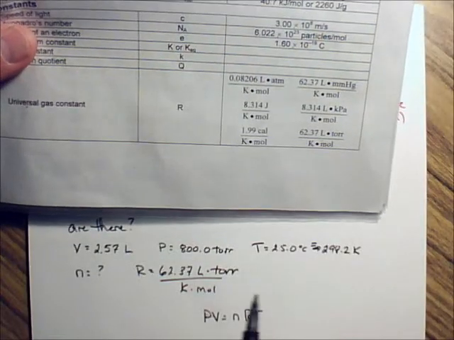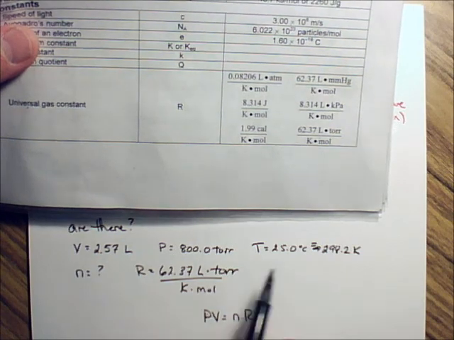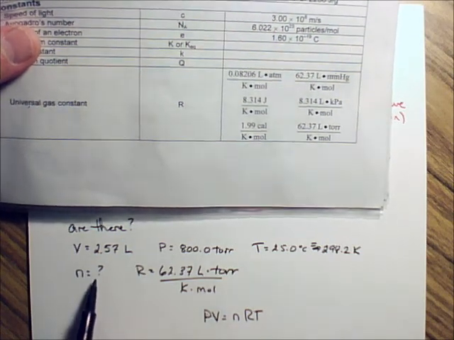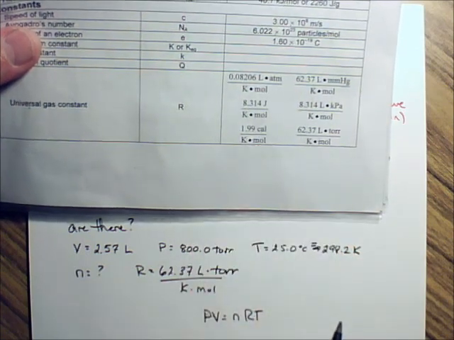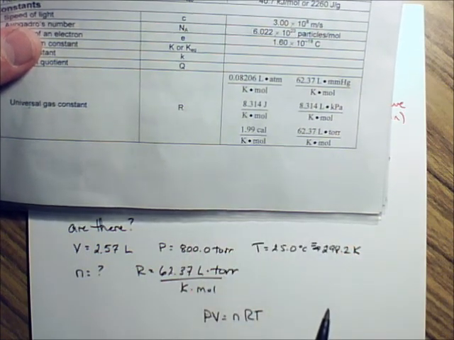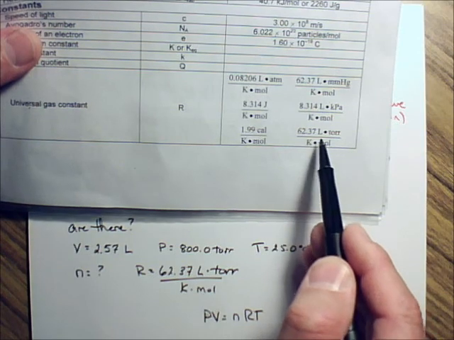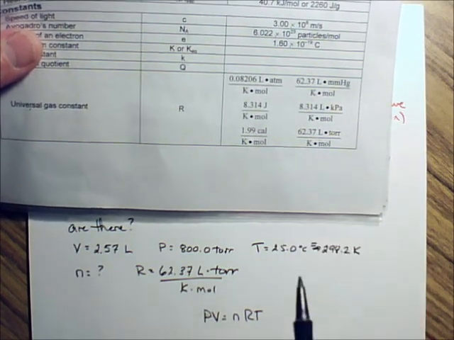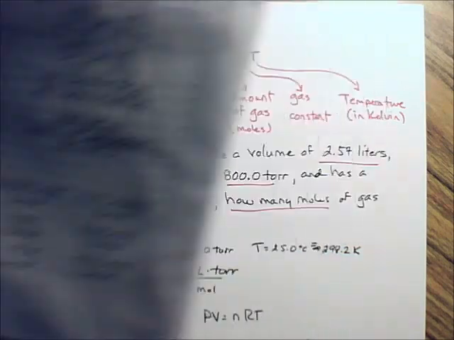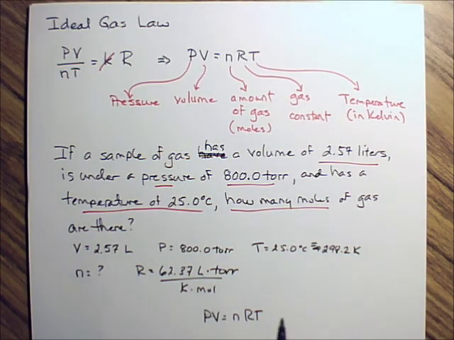So the units we have are liters, torr, Kelvin, and we need moles. So we need a version of R that has those same units of measurement. This is the one that has matching units of measurement: liters, torr, Kelvin, moles. Now, at this point, I can choose one of two methods of solution here.